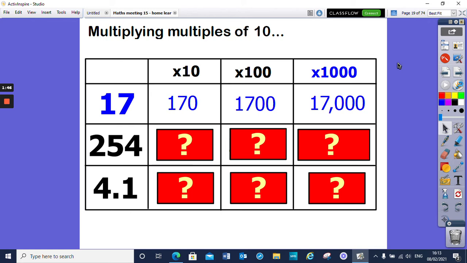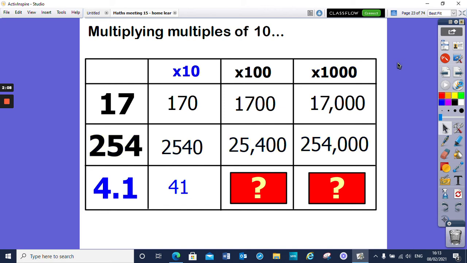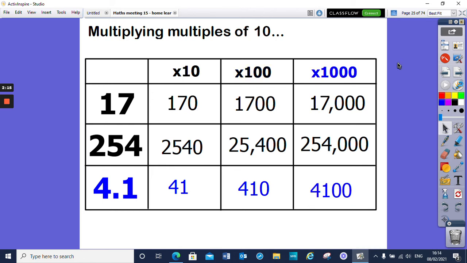254 now. 254 multiplied by 10 is 2,540. 254 multiplied by 100 is 25,400. And 254 multiplied by 1,000 is 254,000. Okay, lastly, 4.1. 4.1 multiplied by 10 is 41. 4.1 multiplied by 100 is 410. And 4.1 multiplied by 1,000 is 4,100. Well done, you've got all 9 of those answers correct.